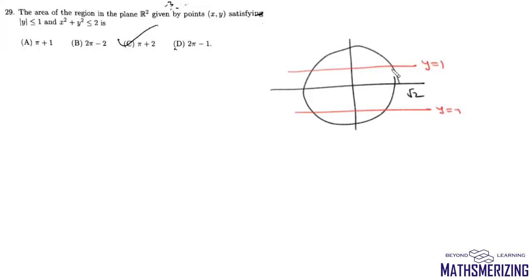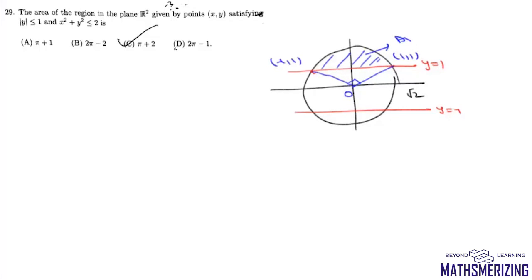So first, we'll find this point of intersection. We'll put y is 1, we'll get x is 1. So this point is (1, 1) and this point here will be (-1, 1). Now this is the origin. This angle will be 45, this angle here will also be 45, so this angle is 90 degrees. So first we'll find the area of this segment. Suppose this area is A1.